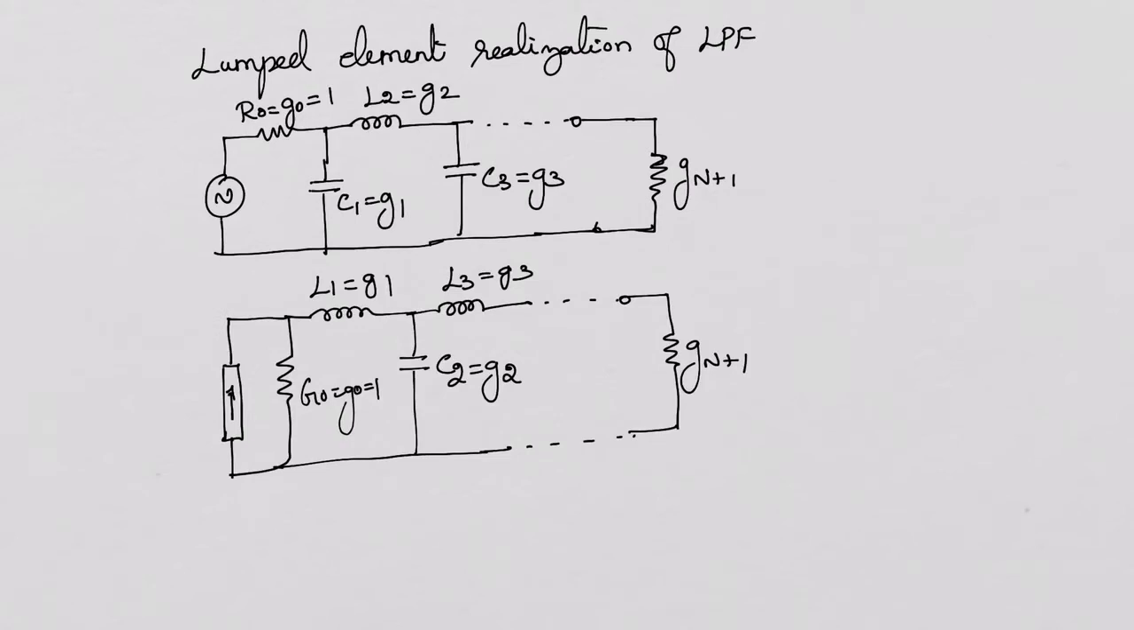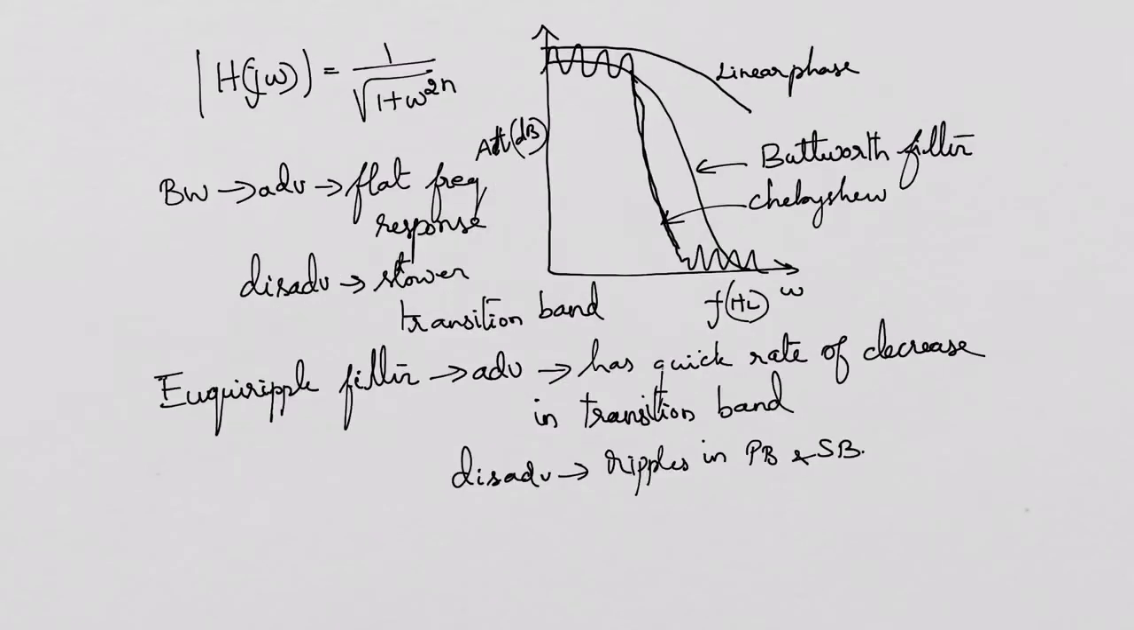Now, to find the response and to design this filter, let us consider H of j omega. For an nth order filter, it is 1 divided by the square root of 1 plus omega power 2n. When you plot this response with respect to frequency, we can see different responses for different transfer functions H of j omega. There are three different variations. One is the Butterworth response, the maximally flat frequency response, which was proposed by Butterworth. Another one is the Chebyshev filter, and the third one is the linear phase filter.